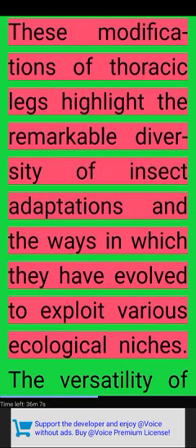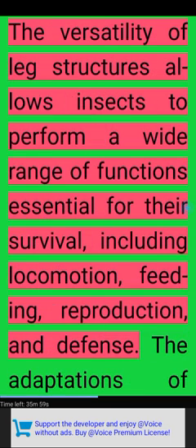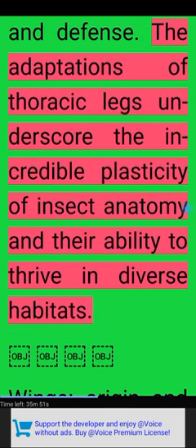These modifications of thoracic legs highlight the remarkable diversity of insect adaptations and the ways in which they have evolved to exploit various ecological niches. The versatility of leg structures allows insects to perform a wide range of functions essential for their survival, including locomotion, feeding, reproduction, and defense. The adaptations of thoracic legs underscore the incredible plasticity of insect anatomy and their ability to thrive in diverse habitats.